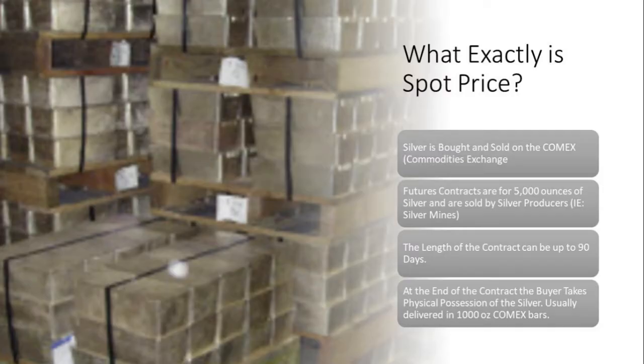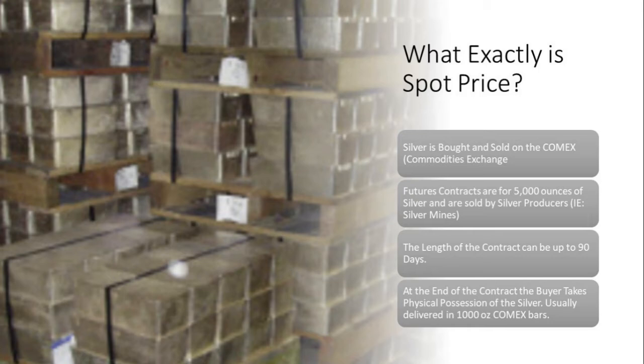So, the first part of the question is what exactly is spot price? Well, let me explain it to you. First, silver is bought and sold on the COMEX, also known as the Commodities Exchange. Futures contracts are for 5,000 ounces of silver and are sold by silver producers, for example, silver mines. The length of the contract can be up to 90 days, and at the end of the contract, the buyer takes physical possession of the silver, usually delivering it in 1,000 ounce COMEX bars, like these right here.